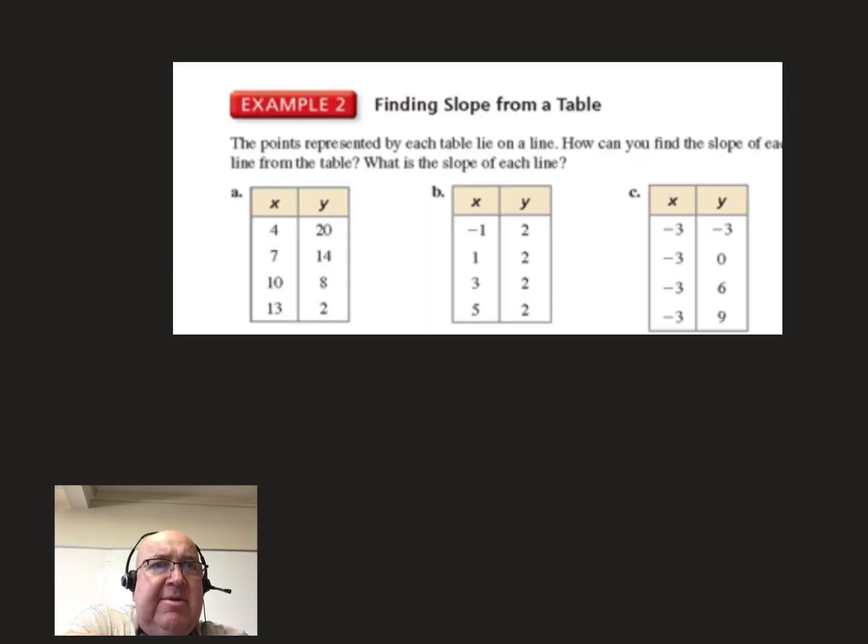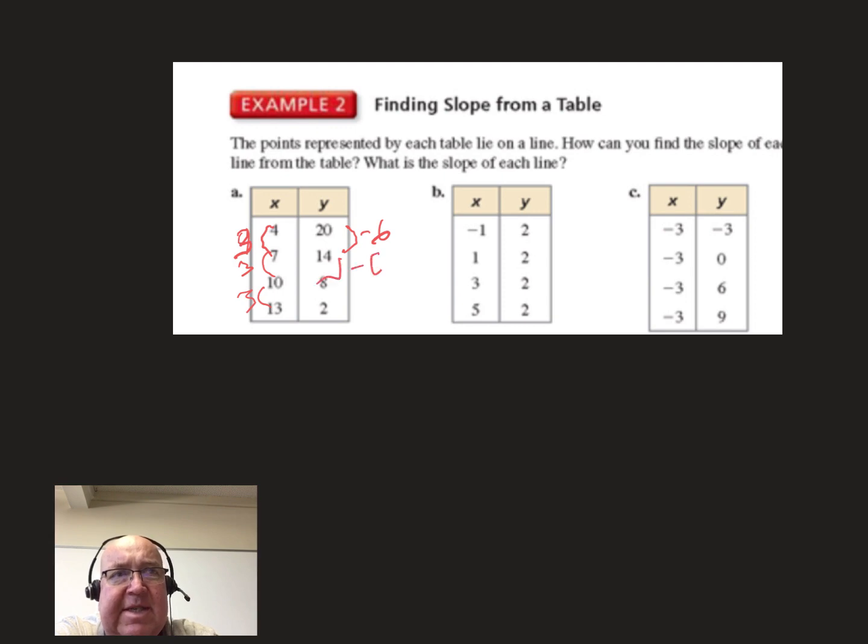Now looking in tables, we want to find slope. So when we work with the table, we want to look at the change in x. So x changes 4, x changes 3, x changes 3. Actually, they were all 3. Okay. Y value goes down 6, y value goes down 6, y value goes down 6, so change in y over change in x, and our slope for that table is negative 2.